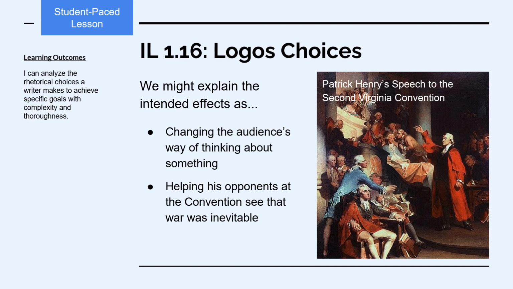We might say that the intended effect on the audience of Patrick Henry's argument is to change the audience's way of thinking about something, because he's trying to help his opponents on this issue there at the convention. He's trying to help them see that war was actually inevitable and something that couldn't be avoided, which is something that many in the audience hoped could happen.